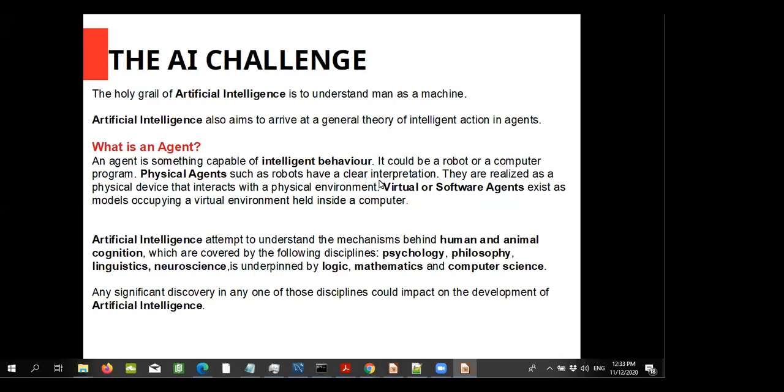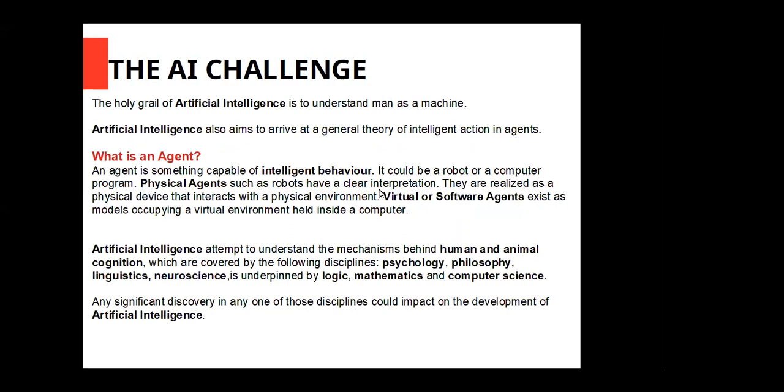Now, the AI challenge: everything we talk about in AI today is all about trying to understand man as a machine. It's fundamental. You can't understand AI if you don't understand this simple sentence. It's about understanding man as machine. AI's aim is to arrive at the general theory of intelligent action in agents. Now, first word, agent. So let's understand what an agent is.